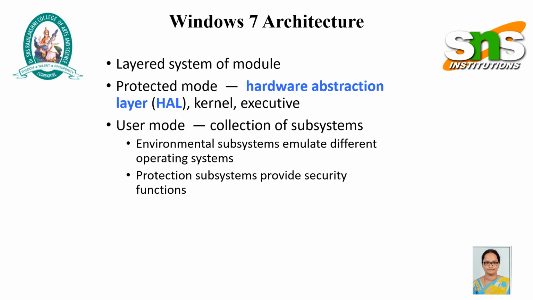Windows 7 architecture. It is a layered system of modules: user mode, hardware abstraction layer, kernel, and executive. So these are all the layers presented. User mode is a collection of subsystems; environmental subsystems emulate different operating systems, and protection subsystems provide security functions.